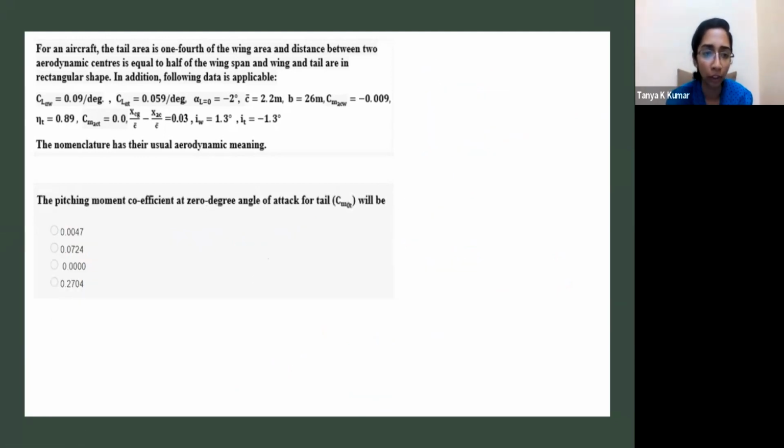The next question is the pitching moment coefficient at 0 degree angle of attack for the tail. So Cm naught contribution of the tail will be what? Again, we can write the formula for Cm naught of tail. This is the formula. Now we need to calculate VH here. VH is the surface area of tail by surface area of wing into this, which is the moment arm of the tail. They've given in the question that the surface area of tail is 1/4 that of the wing. So this value would be 1/4.